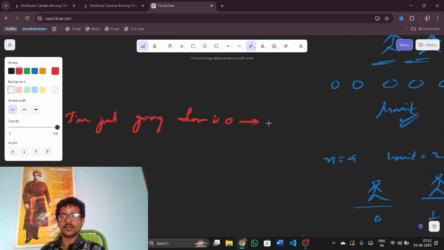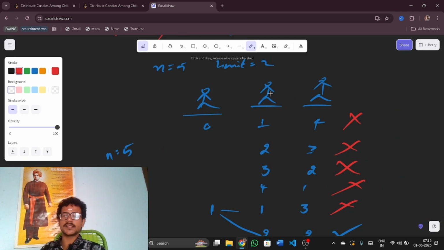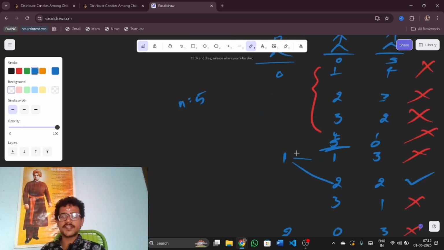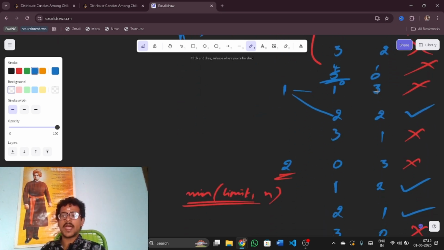So let me take i equal to 0 to minimum of n comma limit. Now, what does the second child get? The second child gets from 1 to 4. But if you see, he can also get, I just missed that, 0 and then 5, and 5 and 0. So he is iterating from 0 to the remaining number of candies. Now, what I said here also, 0 and 4, 4 and 0.